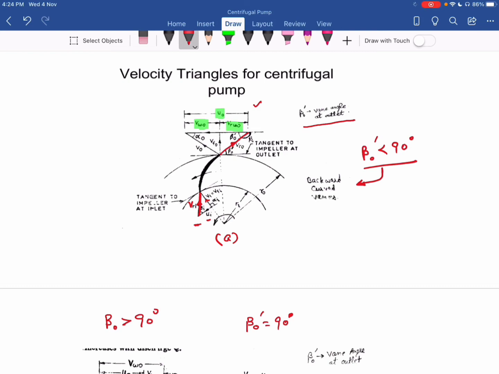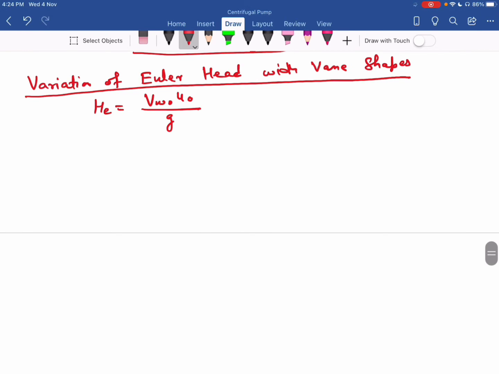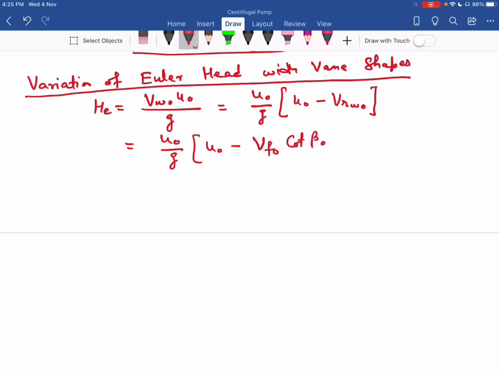Now I write this is equal to UO upon G, my VWO is UO minus VRWO. Further, I can write VRWO equal to, so UO upon G, UO minus, this is VFO cot of beta O dash.